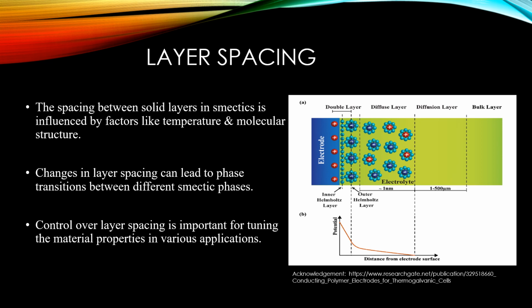Layer spacing in smectics is typically measured using techniques like X-ray diffraction or small angle X-ray scattering, which is also commonly known as SAXS. These techniques allow researchers to determine the periodicity in the structure and calculate the distance between the layers with high precision. The spacing between solid layers in smectics is influenced by factors like temperature and molecular structure. Changes in layer spacing can lead to phase transitions between different smectic phases. Control over layer spacing is important for tuning the material properties in various applications.